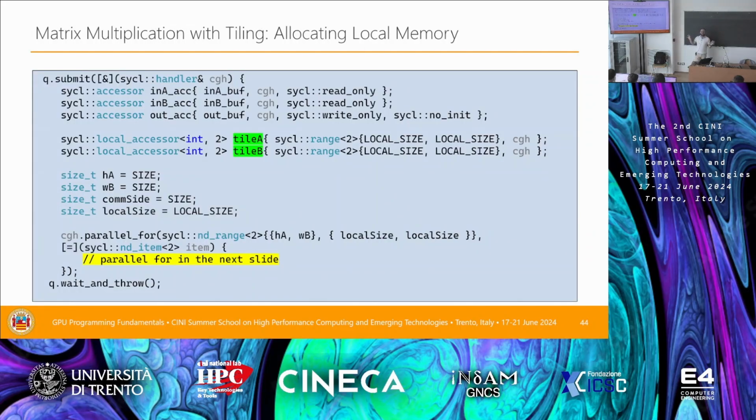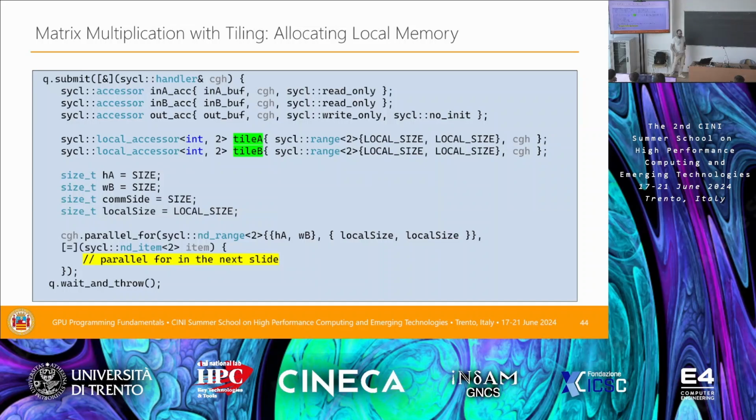Overall, our program will look like this, okay? We have the same as before. What we have to do is declare the use of local memory. We do this by using this local accessor, which in this case is integer, two-dimensional. We will call it tile: tile A and tile B. Then the rest is pretty much the same.